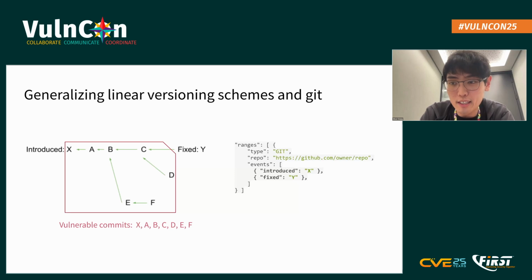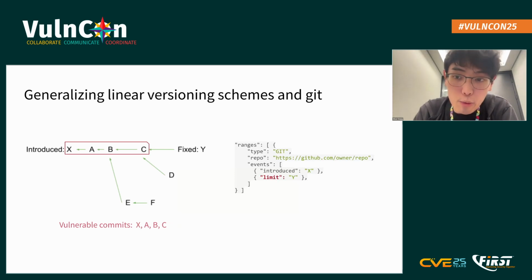And we encode this in pretty much exactly the same way as how we encode vulnerabilities for linear version ranges through the introduced and fixed events. The semantics here are that unless there is a fix specified within a branch, that branch is considered to be vulnerable.